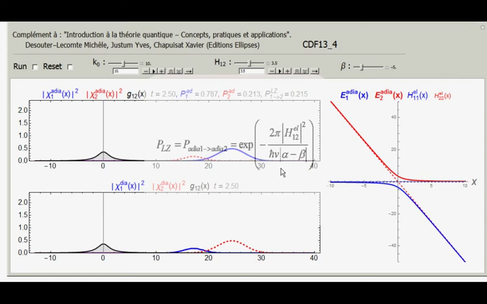On the contrary, when the coupling increases and the velocity decreases, the exponential function is now close to 0, and we have a very low probability to have a transition, so it is the adiabatic behavior. We remain in the initial adiabatic state.